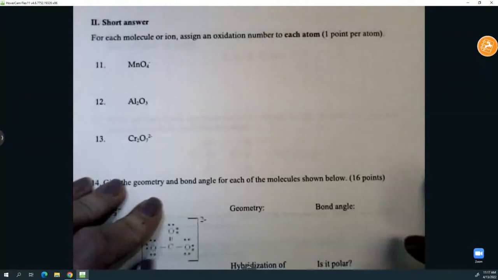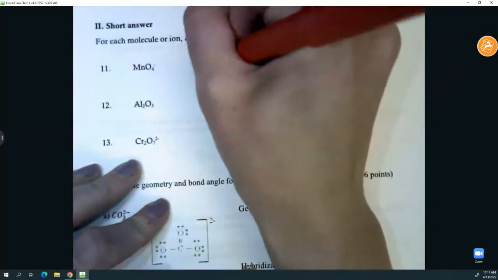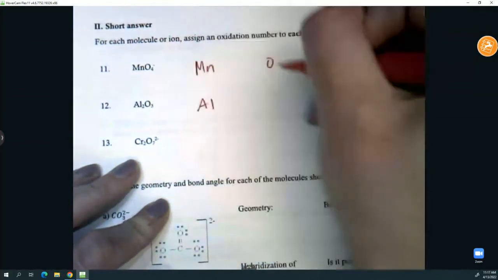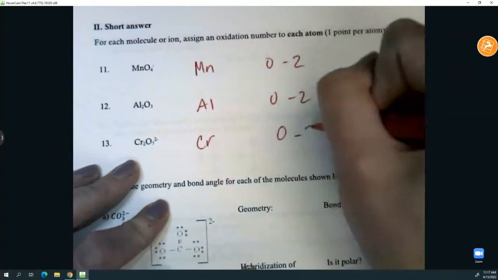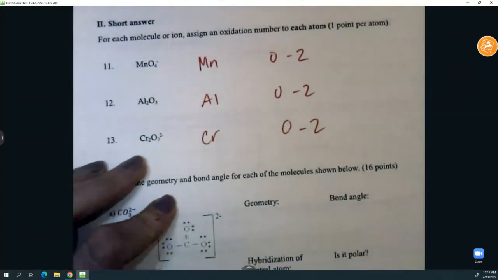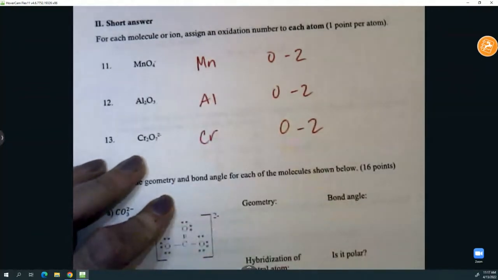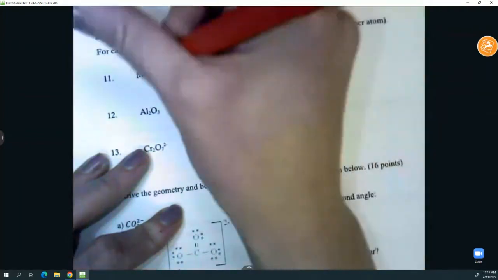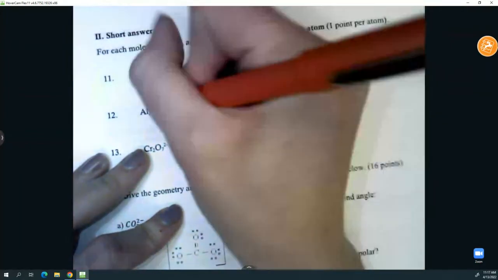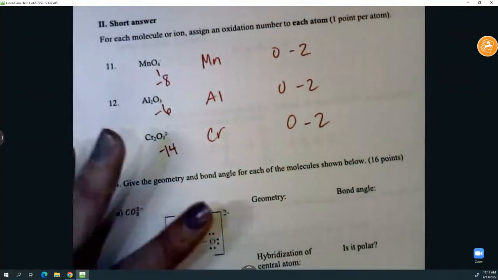All right. Okay, so assign the oxidation number for each atom. All right, so I'm just gonna write them all out. And then write the ones I know. The oxygen, always -2. Remember, it's the charge of just one of the atoms. So even though I have 4, the oxidation number is just for 1. All right, so -2 times 4 is -8, -6, -14. I'm just going to write that in so I know what the charge from oxygen is, and then I can figure out the rest.